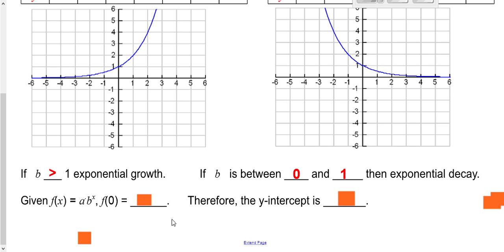Now, as a side note here, if you plug in 0, you get b to the 0, and anything to the 0 is 1. So you'd have 1 times a. And when you plug in 0, that's what you're trying to find for your y-intercept. So when it's in this form here, your y-intercept is a.